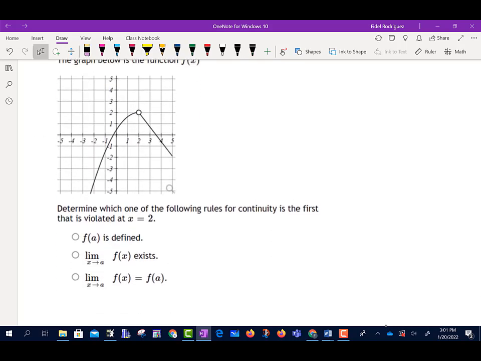All right. Same thing here. Determine which one of the following rules for continuity is first violated at x equals 2. Is f of 2 defined? Can we find f of 2? We cannot. It is not defined. That's why that rule is being violated, right? It is actually undefined. Okay.